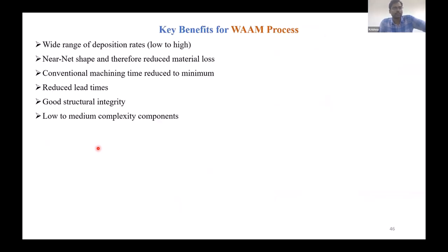And yeah, if we talk about the benefits of this process, obviously the deposition rates are quite high. If we can work rigorously, the material loss can be reduced by making it in near net shape. Although at the moment we cannot say this process is completely near net shape when we are talking about the DED and the PBF process. We can reduce the machining time also if we work on different parameters like surface finish and other things. If we can control this one, then the machining time will also be reduced.